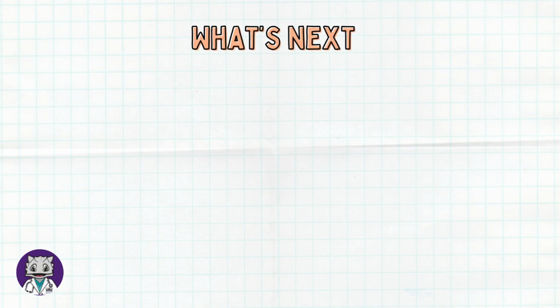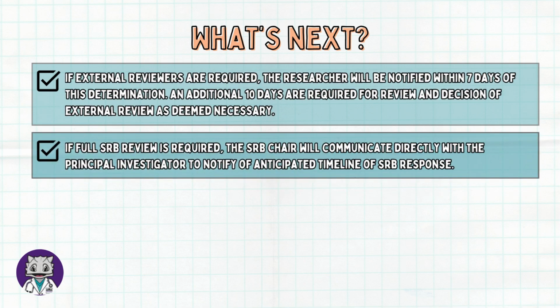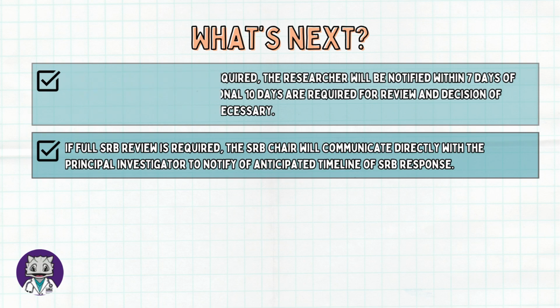So what's next for your SRB proposal? If external reviewers are required, the researcher will be notified within 7 days of this determination. An additional 10 days are required for review and decision if external review is deemed necessary. If full SRB review is required, the SRB chair will communicate directly with the principal investigator to notify of the anticipated timeline of SRB response.